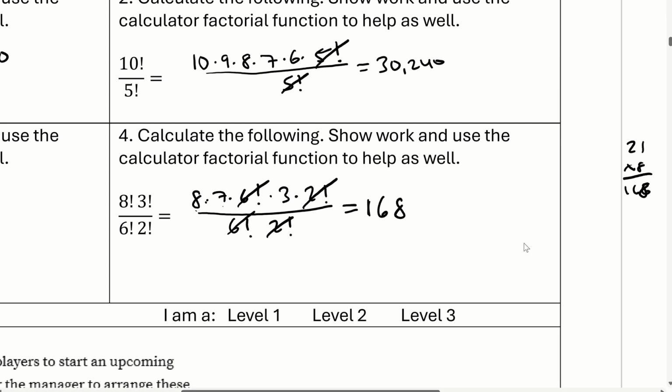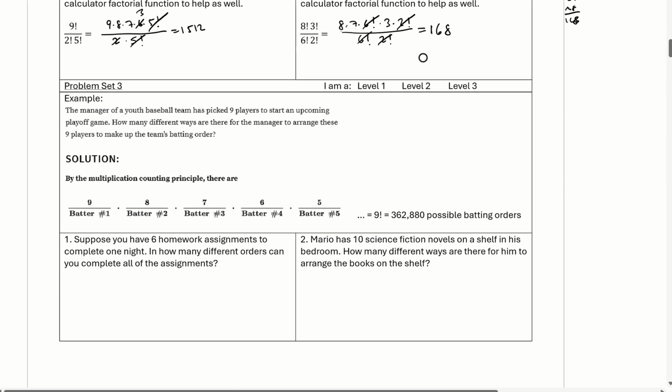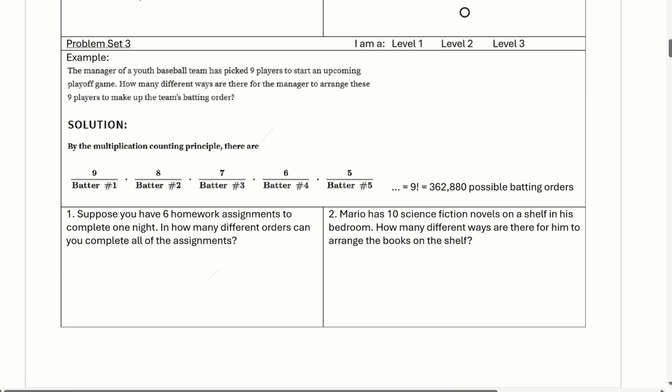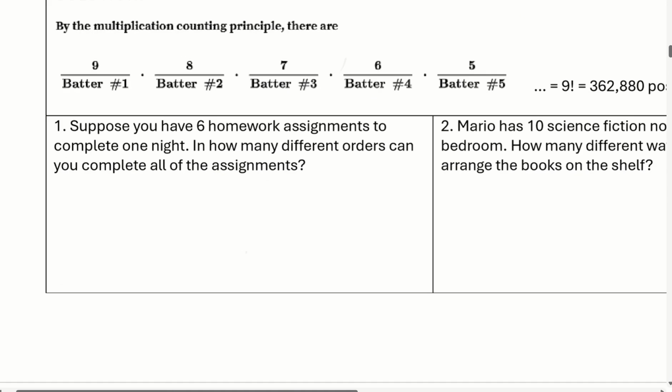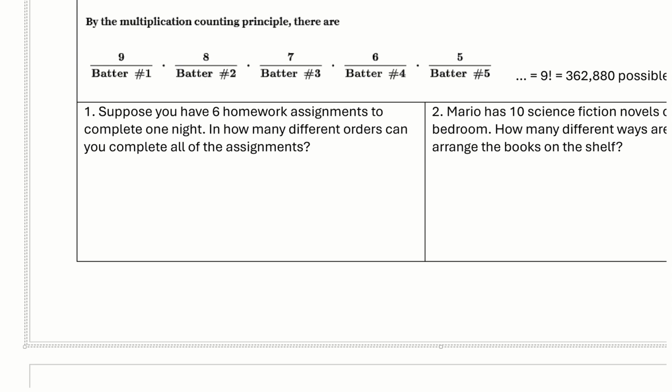All right. Okay, so let's look at the next problem set. The next problem set is about using the multiplication counting principle for team batting order and using factorials. So suppose you have 6 homework assignments to complete one night. In how many different orders can you complete all of the assignments? So here we're using order.